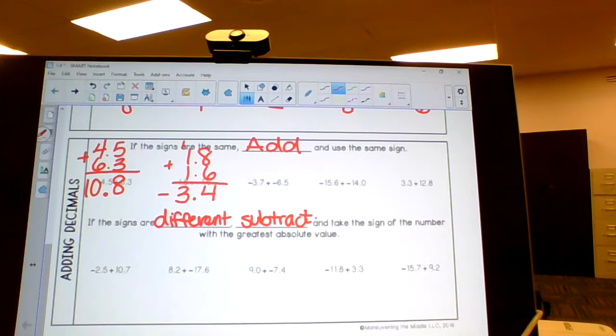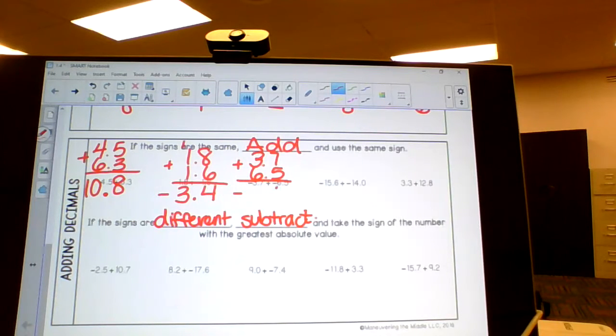Alright, the next one. Again, they're both negative. So same sign, add and keep. So it's going to be 3.7 and 6.5, and I'm going to add them together and keep the negative sign. So 7 plus 5 is 12.